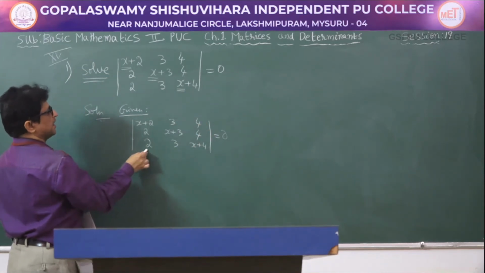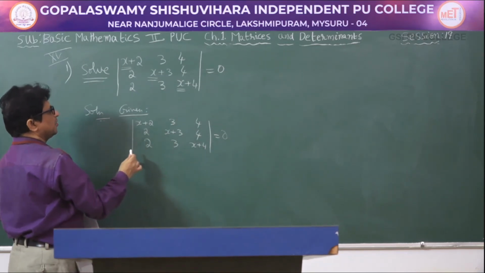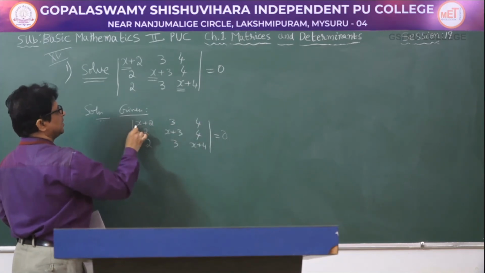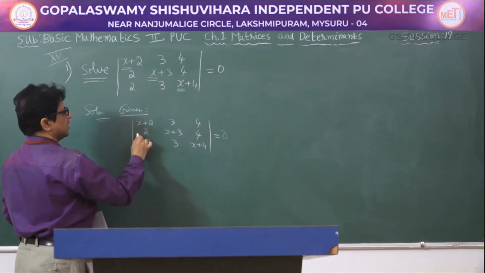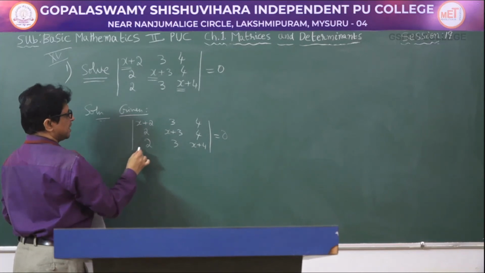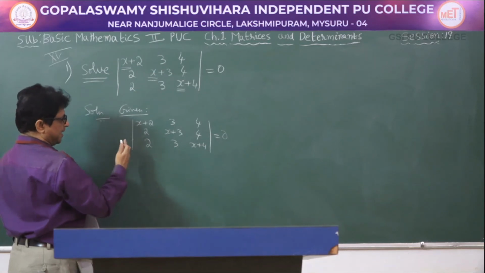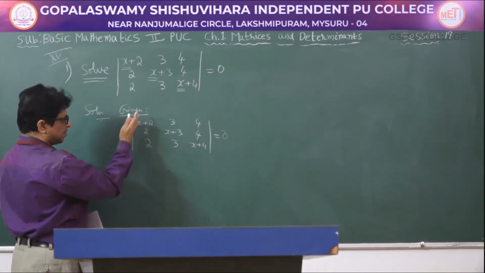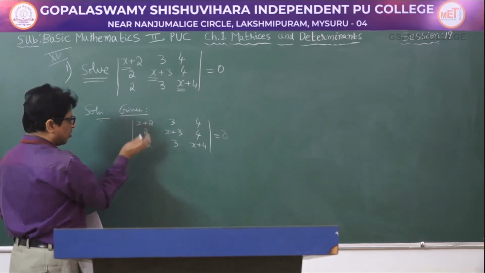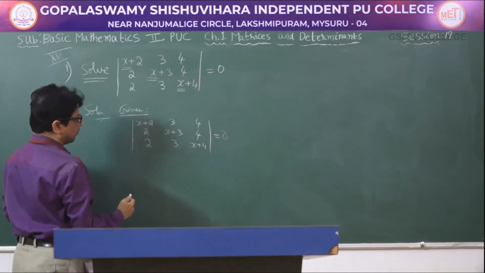If you observe in this determinant, if we add column wise, we will get a similar value, that is x plus 2 plus 3 plus 4, 4 plus 3 is 7, 7 plus 2 is 9, plus x is x plus 9. Similarly, if we add 2 plus x plus 3 plus 4, we will get x plus 9. Similarly, 2 plus 3 plus x plus 4, we will get x plus 9. That means if we add column wise, we will get the common number or common element. Suppose if you take row wise, we will not get a common element. Therefore, you have to use the column wise.